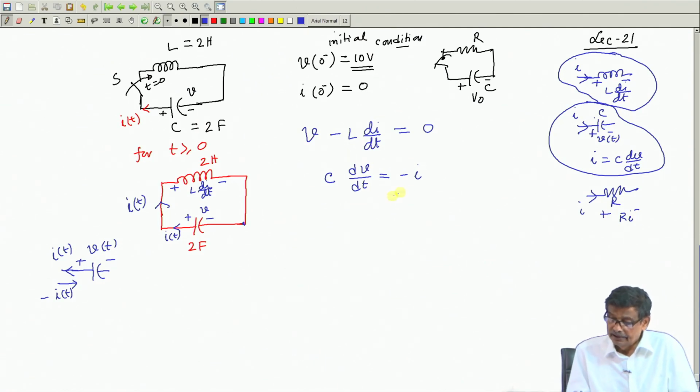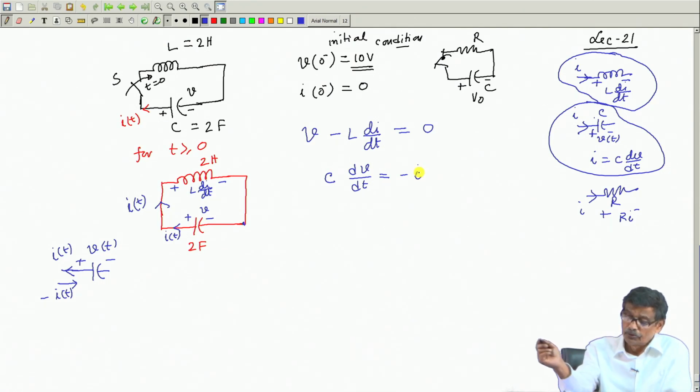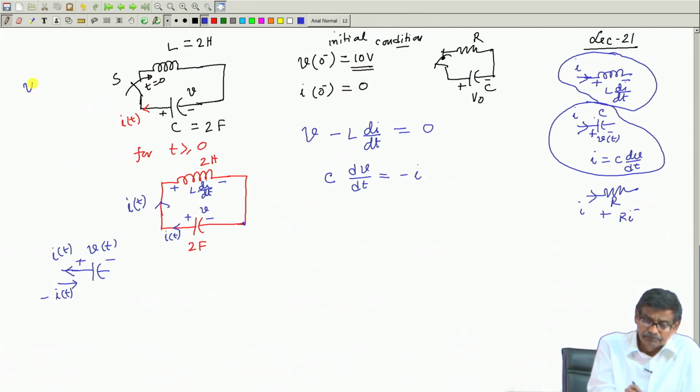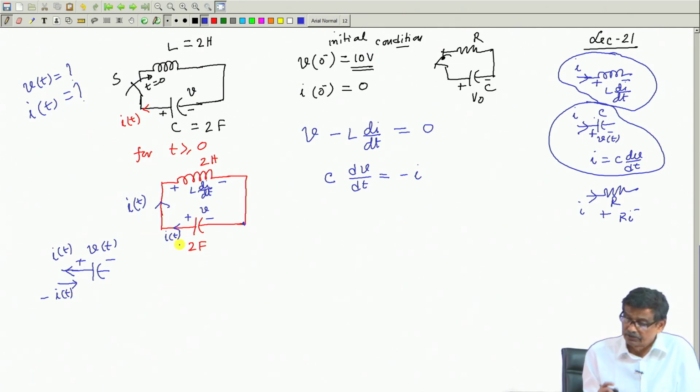Now, this is the thing. My first goal is, suppose I want to know the voltage across the capacitor at any time t, V(t), and also the current in the circuit at any time t. The current will be the same because they are series connected, L and C, it cannot be different. So, these are the two equations.